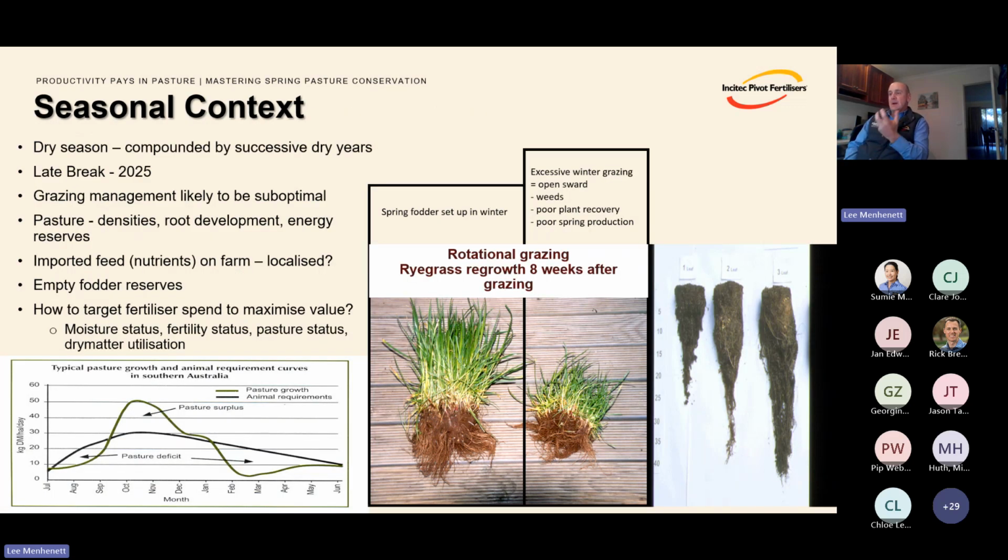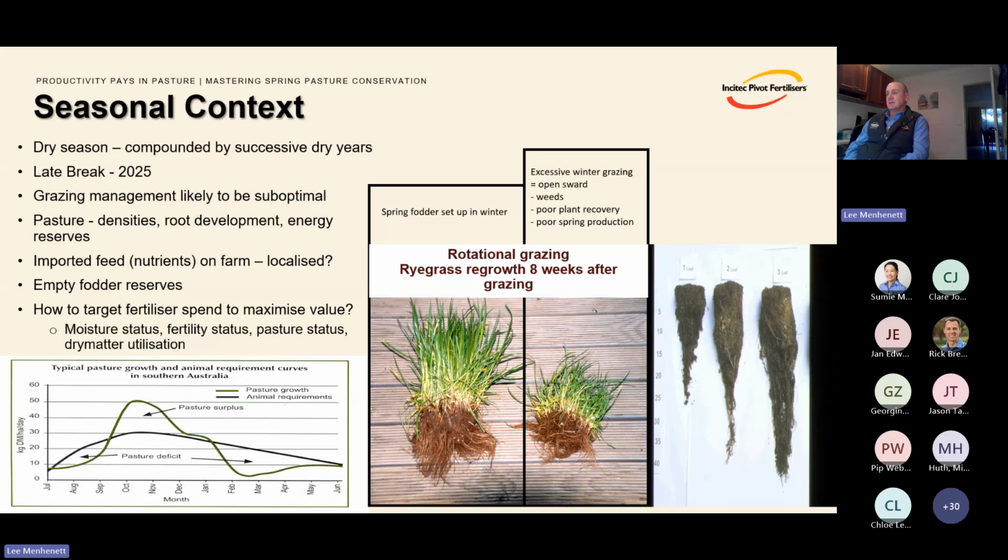So to wrap that up into a little bit more of a concise package, I guess, the dry season this year has been compounded by successive dry years. We had a late break this year as well, which has really put us on the back foot as far as setting up pastures and growing the feed over winter and into early spring. And the issue around that has been that grazing management has likely been suboptimal, let alone the fact that we've probably put our plants under a degree of stress from either overgrazing or the late start.